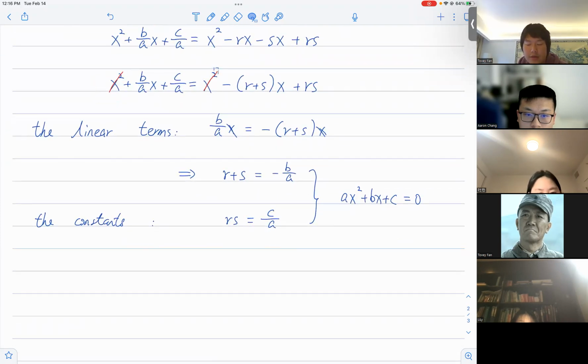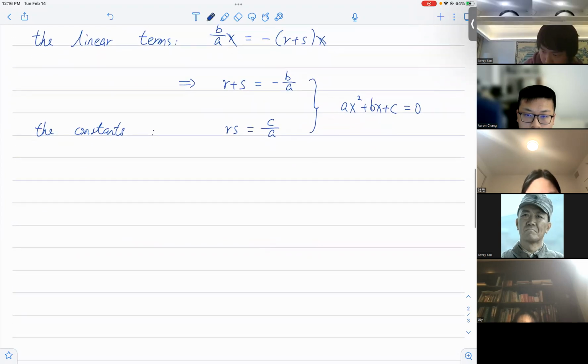You match the quadratic term, you also match the linear terms, and you match the constant terms. Okay, does that make sense? So this is our final claim, or you could say the final result.